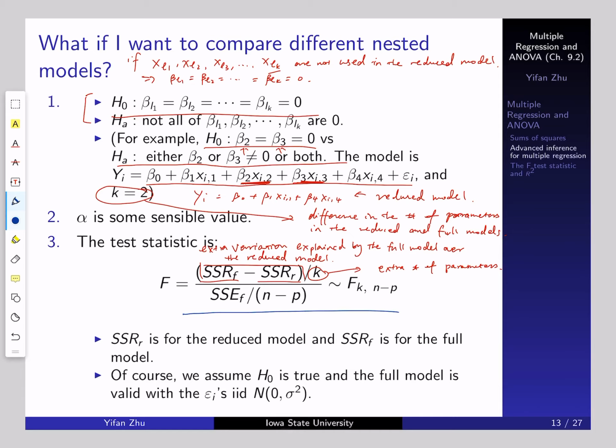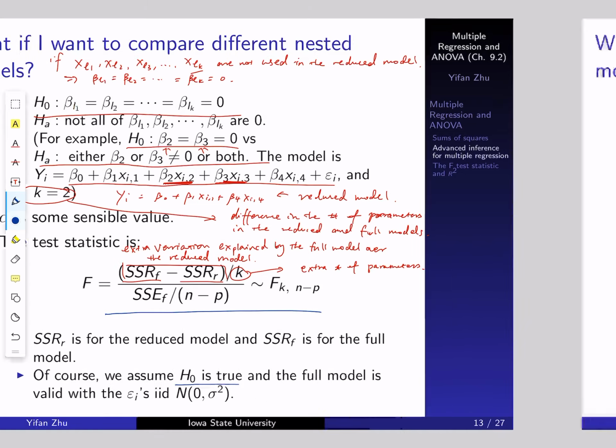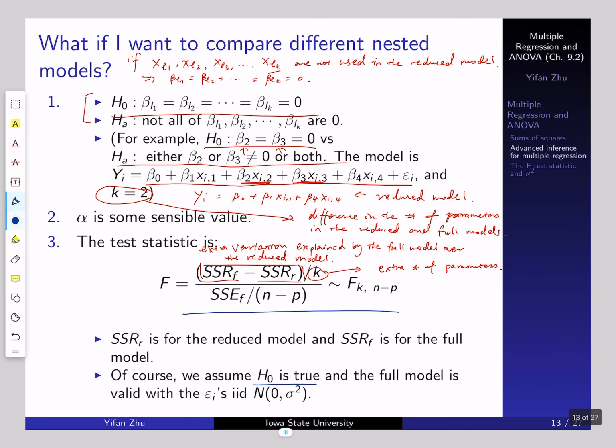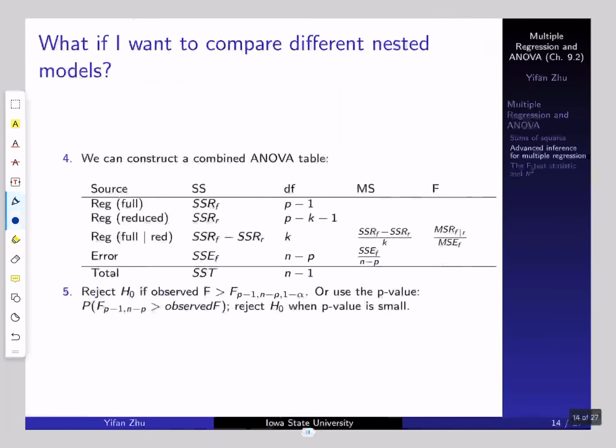Okay, under the assumption that H0 is true and the full model is right, so that means the multiple regression model is correct, then the test statistic F would have a distribution of F_{k, n-p}. And we can construct an ANOVA table like this.